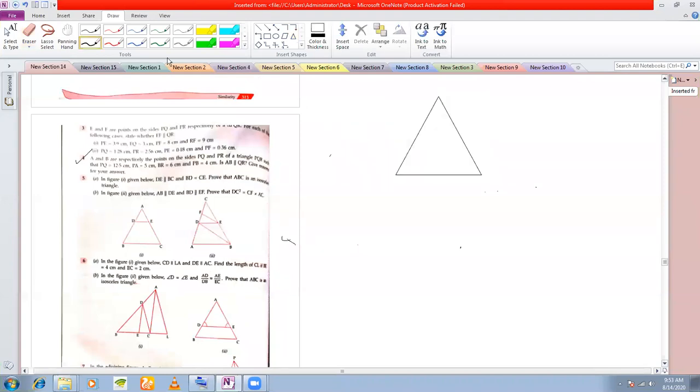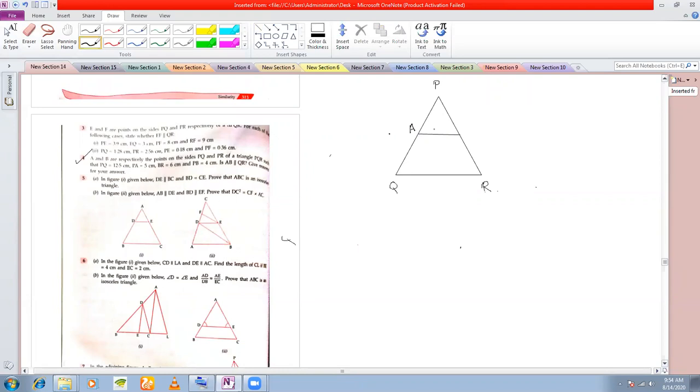You have PQR. A and B are respectively 2 points on the sides PQ and PR. So you have 2 points. You mark the points and join them with the help of a straight line.